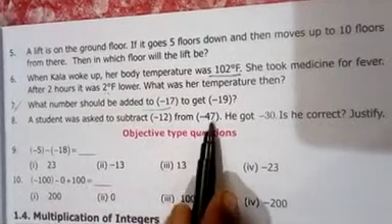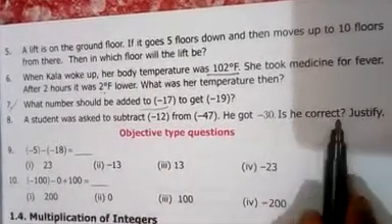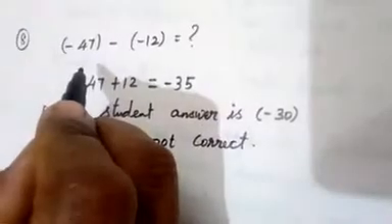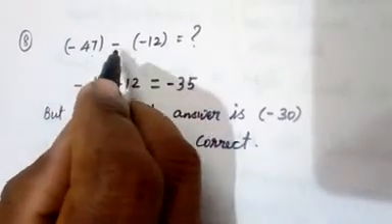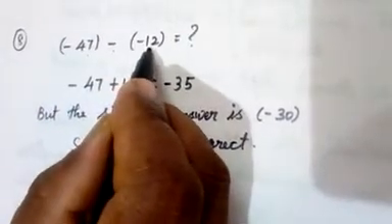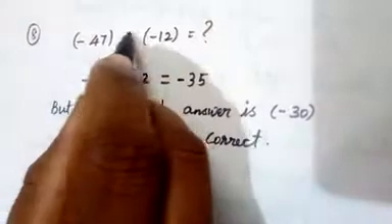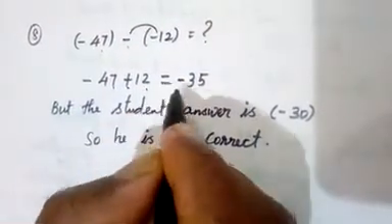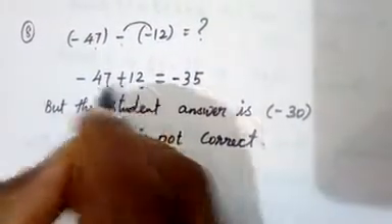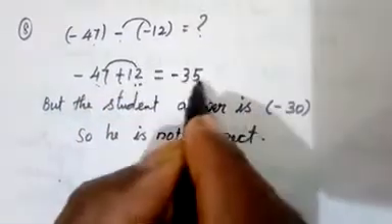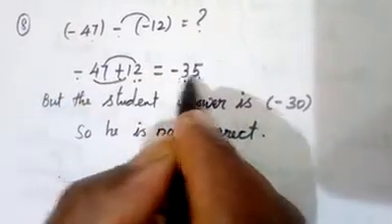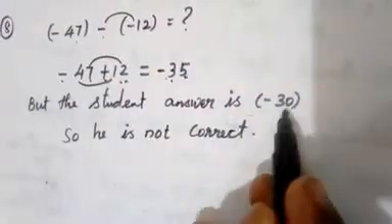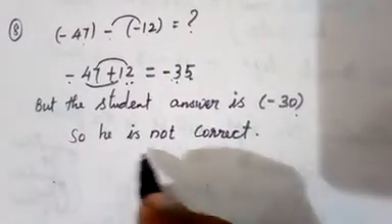A student was asked to subtract minus 12 from minus 47. He got minus 30. Is he correct? Justify. Given question: minus 12 from minus 47. So first you write minus 47 minus minus 12. Minus 47, minus into minus is plus 12. Different signs, so you have to subtract these two: 7 minus 2 is 5, 4 minus 1 is 3. The big number's sign is minus, so minus 35. But the student's answer is minus 30. So he is not correct.